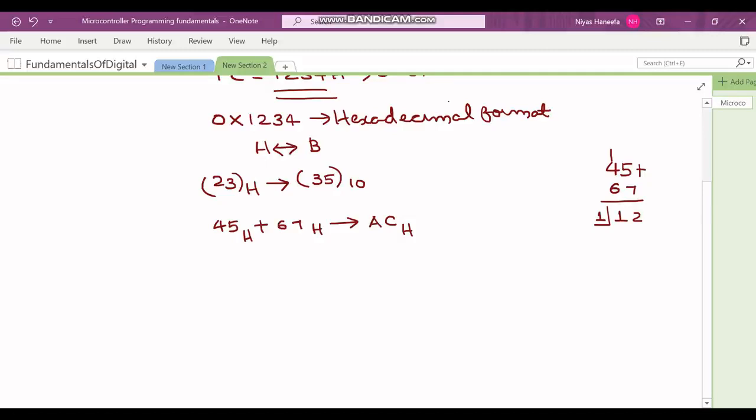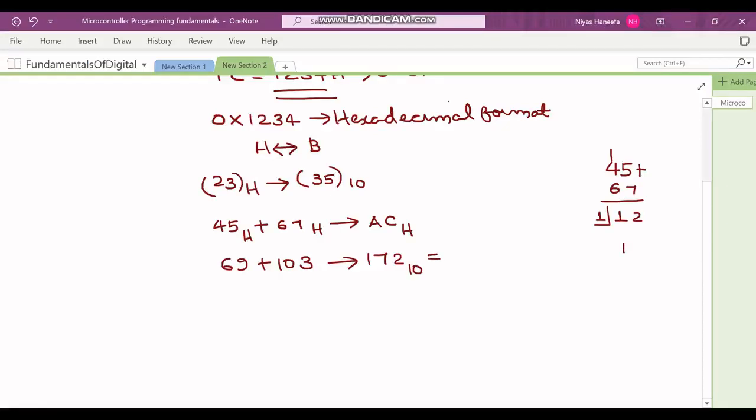Now, if you are not very comfortable doing this operation in hexadecimal, you can either convert this to binary and then do the addition, which will again be tedious, because you have to add 8 bits plus 8 bits in binary and then convert. Rather, you can do the same in decimal and convert back. So what is the decimal of this one? 69 plus 103. So the equivalent value is 172 in decimal.